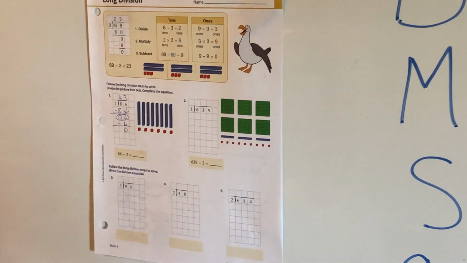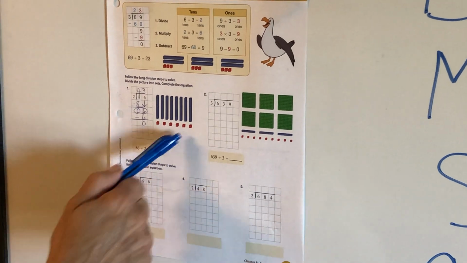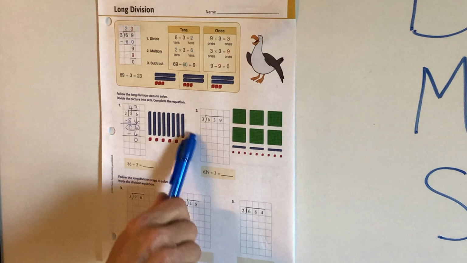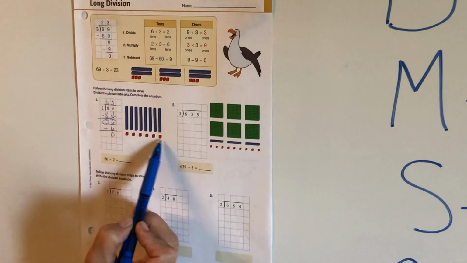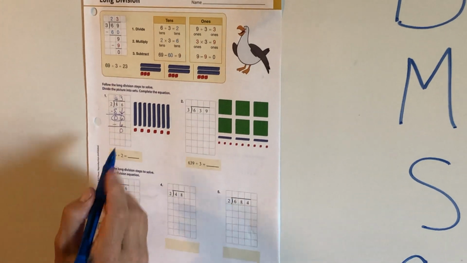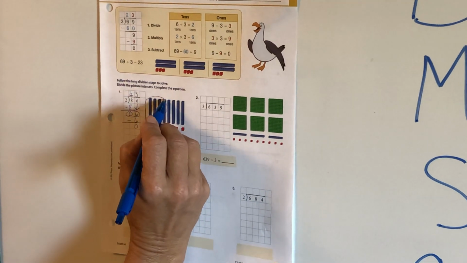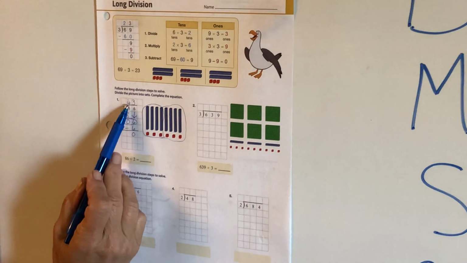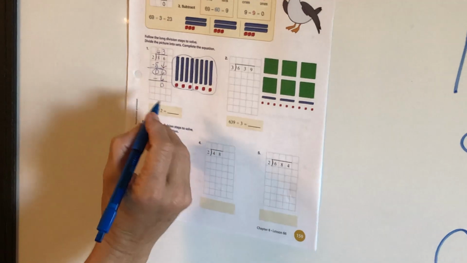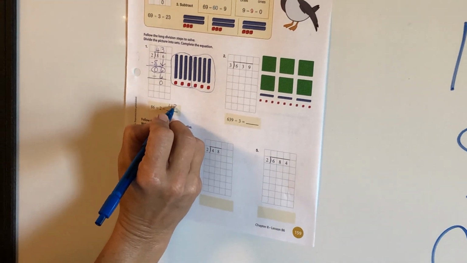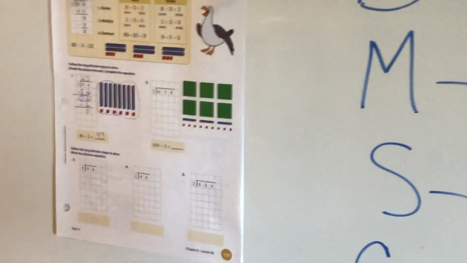Now, in your picture, you want to show that you have divided 86. This is 86. 10, 20, 30, 40, 50, 60, 70, 86. Divided by 2, you want to demonstrate that. Down here, 86 divided by 2 is 43. Okay, now we're going to go to number 2 and practice it.